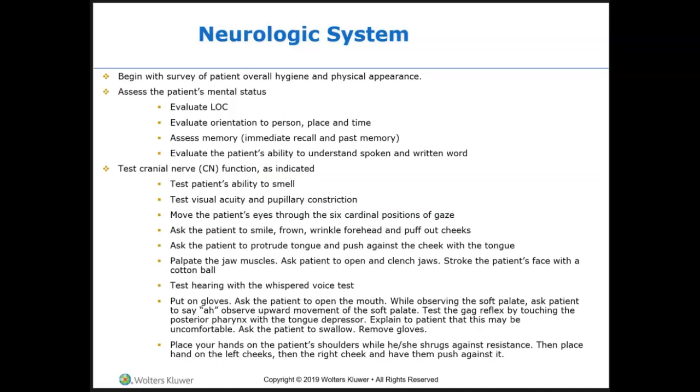Neurological assessment, again, follow along in your book. Assist the patient in the supine position. Begin with surveying of the patient's overall hygiene and physical appearance. Assess the patient's mentation status or their mental status. You're going to evaluate their level of consciousness and their orientation to person, place, and time. You're going to assess their immediate memory, their short-term memory, and their long-term memory. Evaluate the patient's ability to understand spoken and written word.